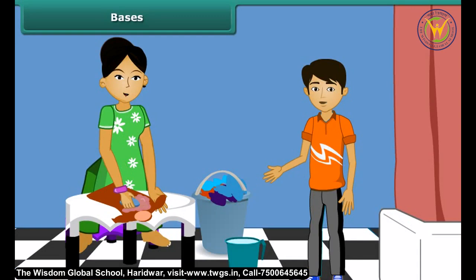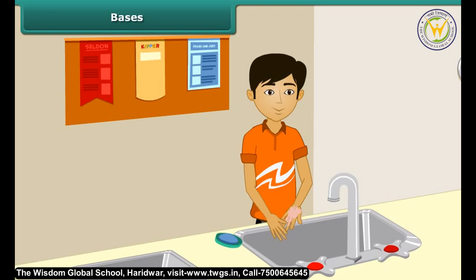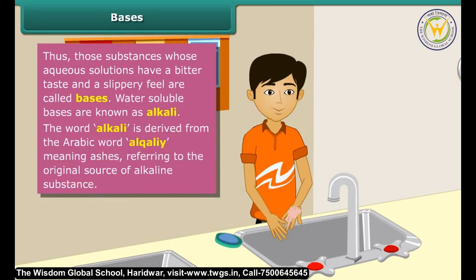We wash our clothes every day with soap. Do you know which kind of solution it is? Soap solution tastes bitter, and on rubbing on the palm, it gives a slippery feeling because it contains a base. Thus, those substances whose aqueous solutions have a bitter taste and a slippery feel are called bases. Water-soluble bases are known as alkali. The word alkali is derived from the Arabic word alkali, meaning ashes, referring to the original source of alkaline substance.